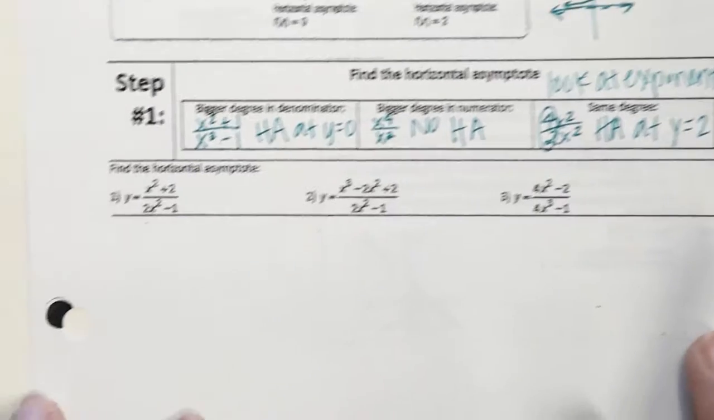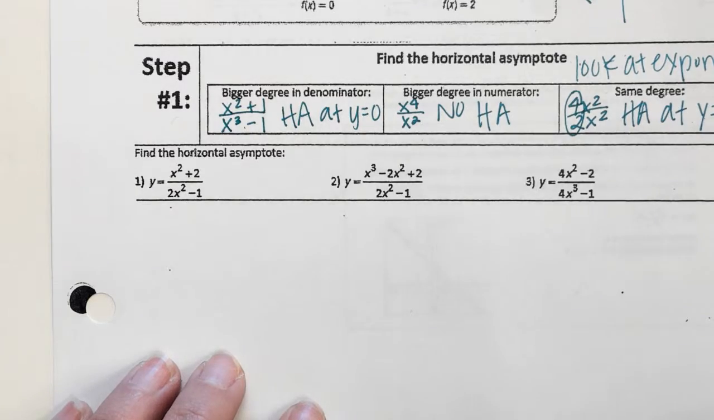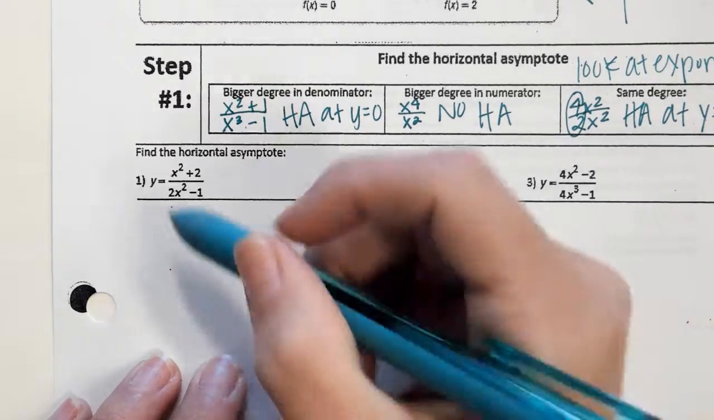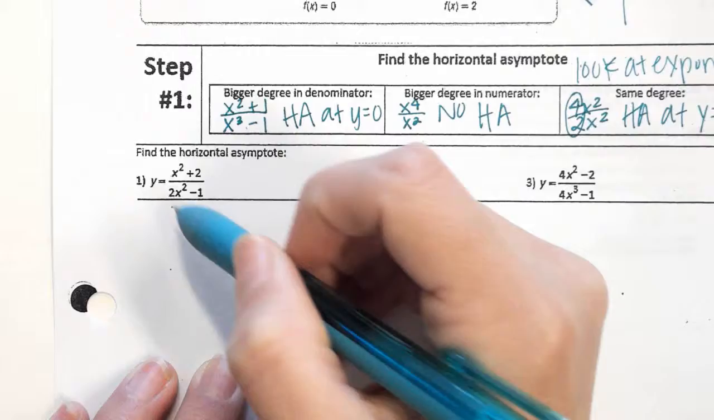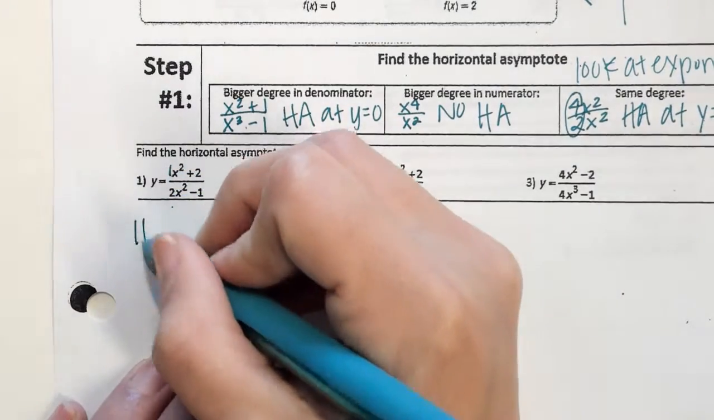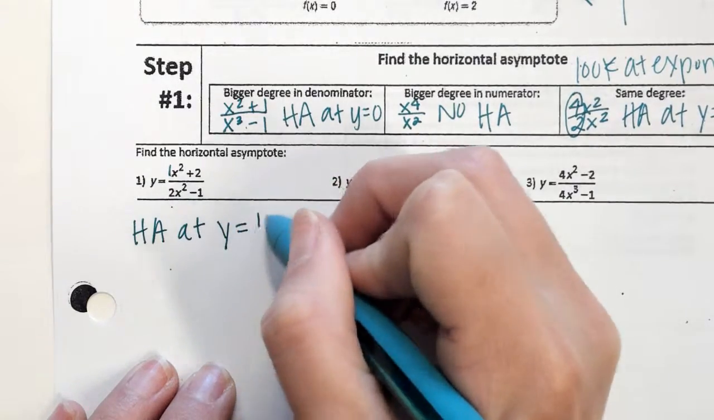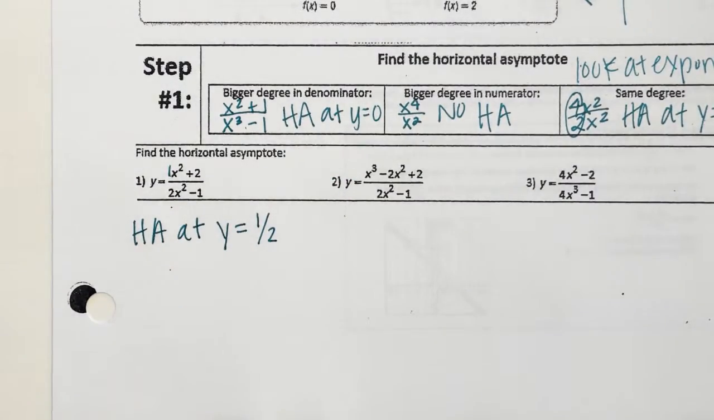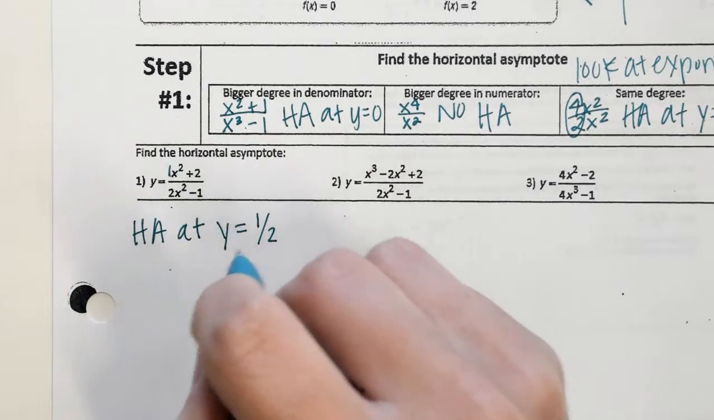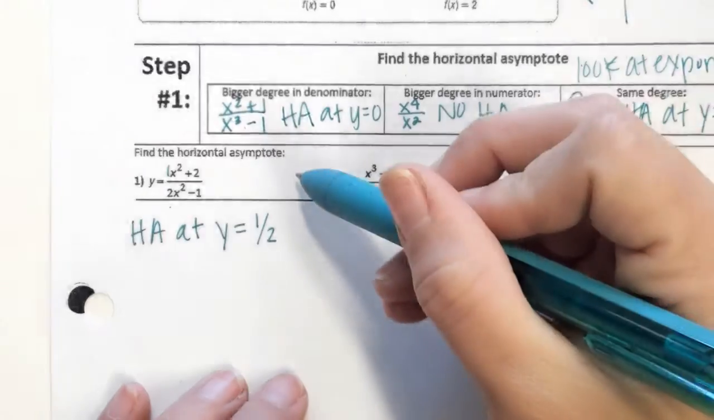So for number 1, do I have an HA? Is it top heavy, bottom heavy, or neither? Neither. Good. So we divide their what? Yep. What are the leading coefficients? 1 and 2. So I have an HA at y equals 1/2. Good. Make sure you put y equals 1/2 because this represents a horizontal line. So that's where the actual line is going to be when you graph it.